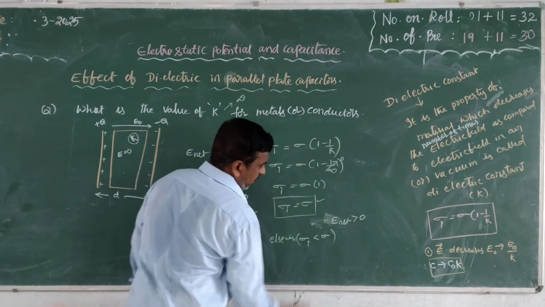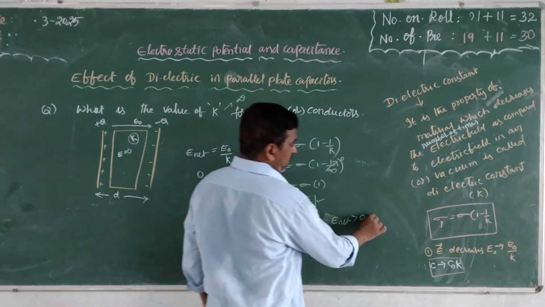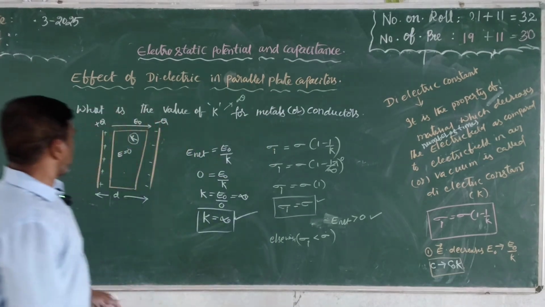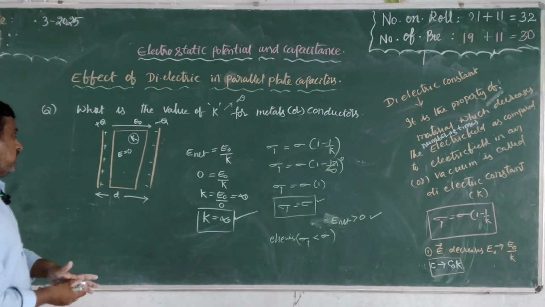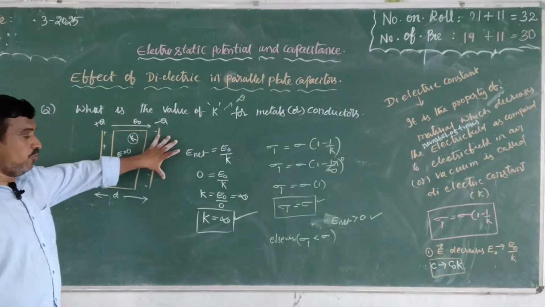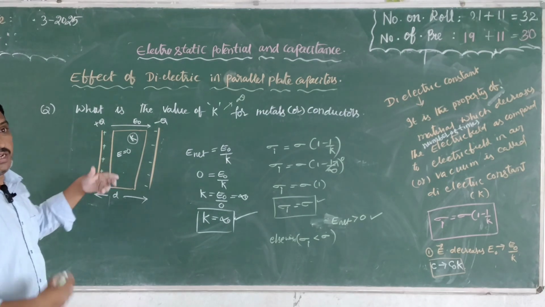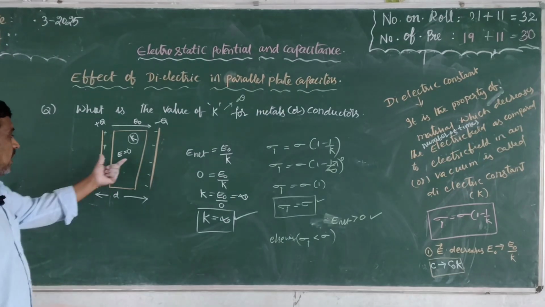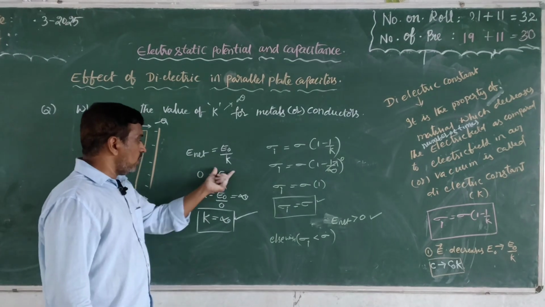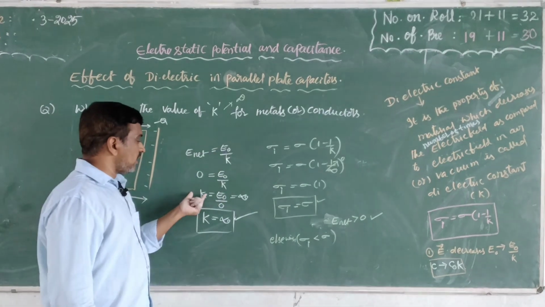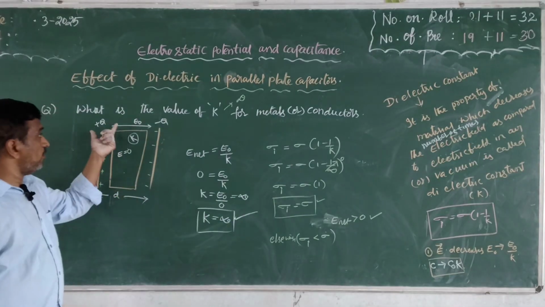Sigma I is less than sigma when E net is greater than 0. What is the value of K for metals? Infinity. How do we find it? See here, it is the positive plate and the negative plate, and in between them a dielectric is there. What is the dielectric here? A metal or conductor is there. The electric field inside is 0. E net equals E naught by K, so E net is 0, and K equals E naught by 0. So we get infinity.